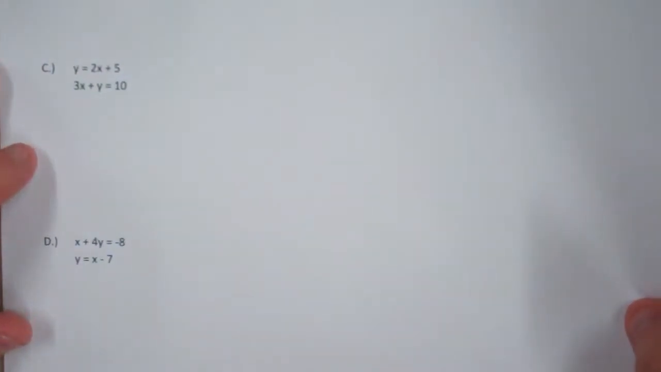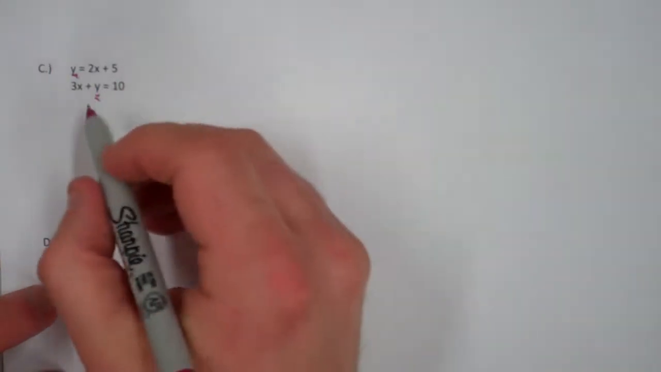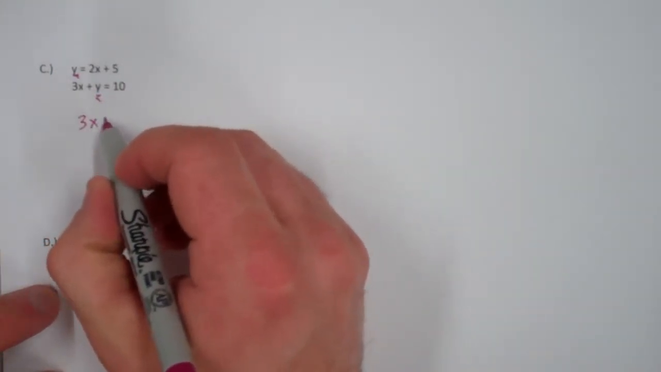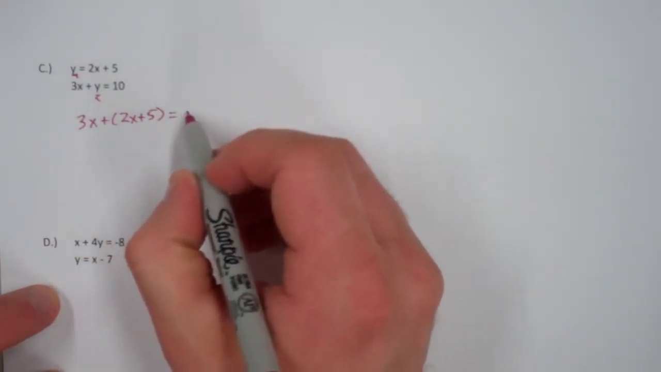We have just 3 more to work, and if you're getting lost, try to pause the video. I'm going to go through these ones fairly quickly now that I've kind of explained what's going on with the other one. So what I'm seeing right now is this y here and this y are the same, and on the top the y is already solved for. So I'm just going to replace that y with everything it's equal to. In this case it's 2x plus 5.